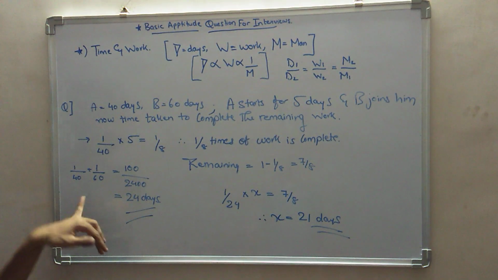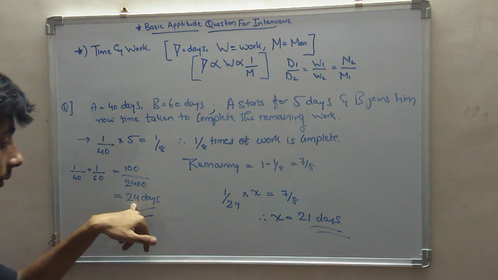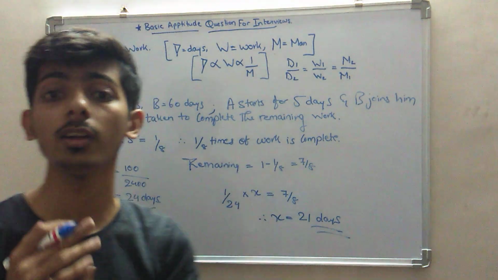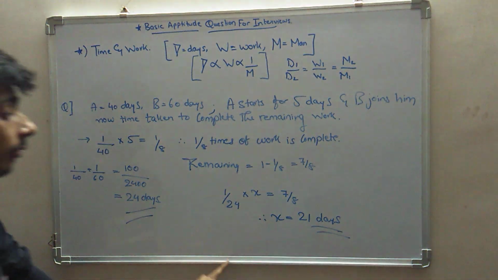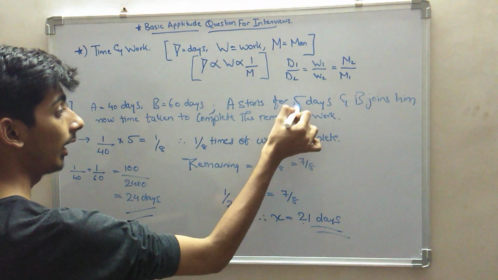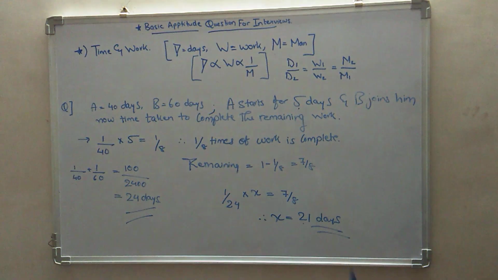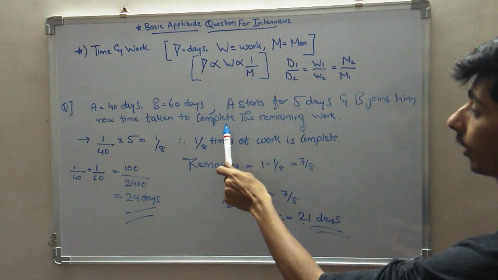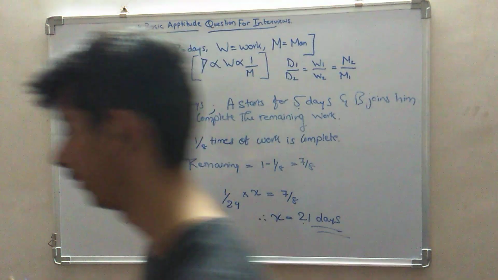So if A and B work together, then the work would have been done in 24 days. But as A started working first for 5 days alone, it will take them 21 days plus the 5 days, that is 26 days to complete the work. But in the question we are given the time taken to complete the remaining work, therefore our answer would be only 21 days.